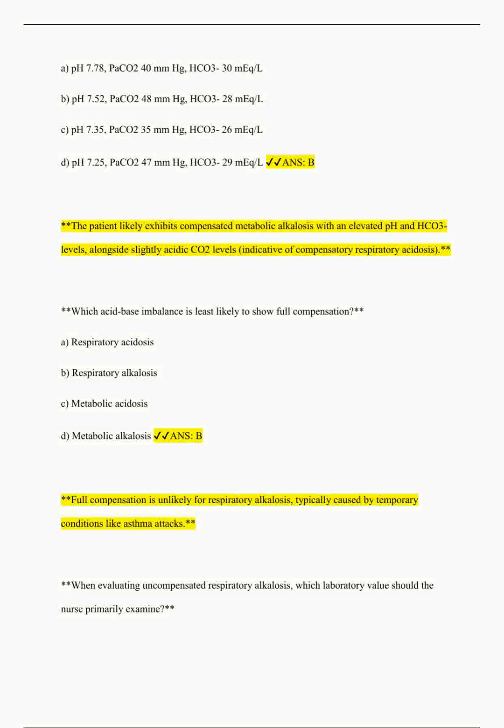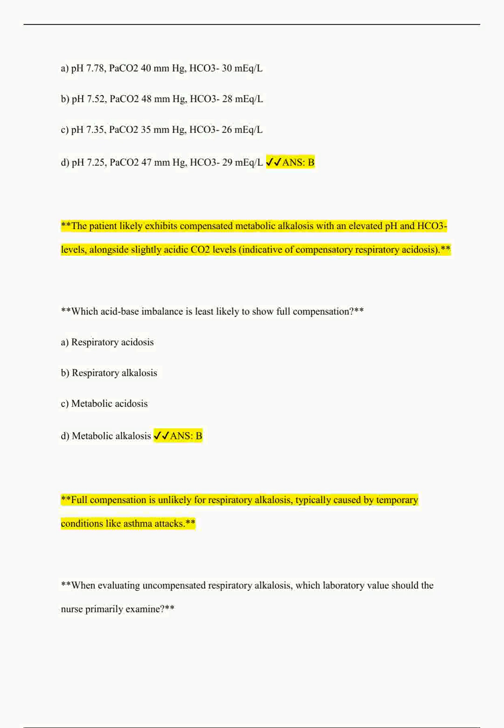A. pH 7.78, PaCO2 40 millimeters of mercury, HCO3 30 milliequivalent/L. B. pH 7.52, PaCO2 48 millimeters of mercury, HCO3 28 milliequivalent/L. C. pH 7.35, PaCO2 35 millimeters of mercury, HCO3 26 milliequivalent/L. D. pH 7.25, PaCO2 47 millimeters of mercury, HCO3 29 milliequivalent/L.